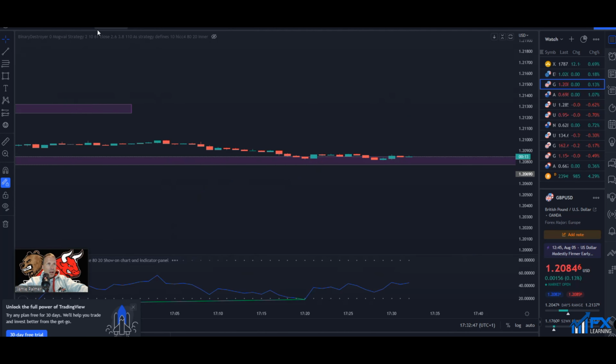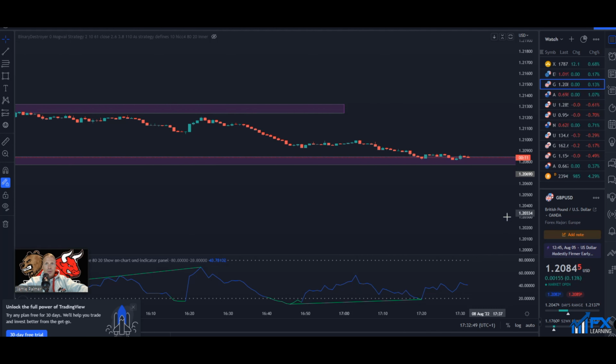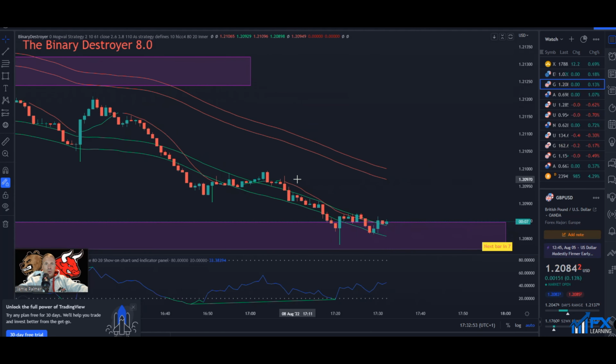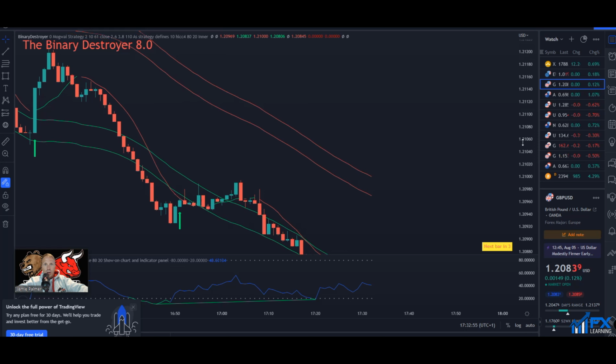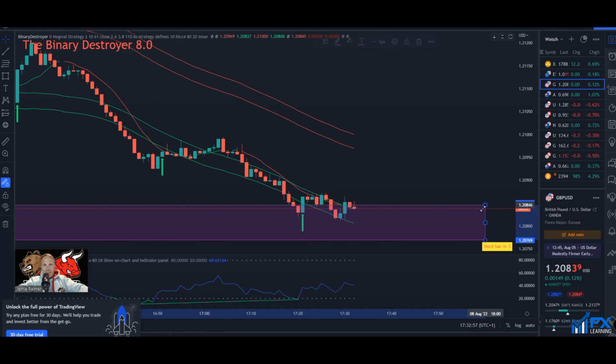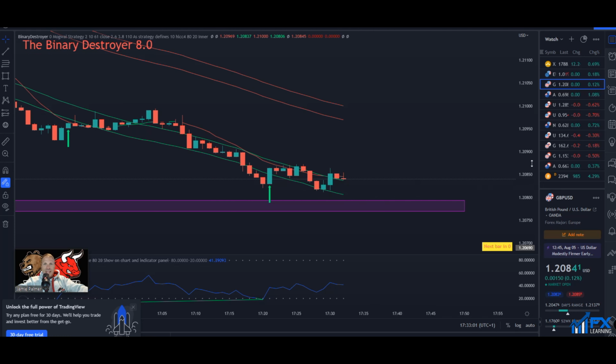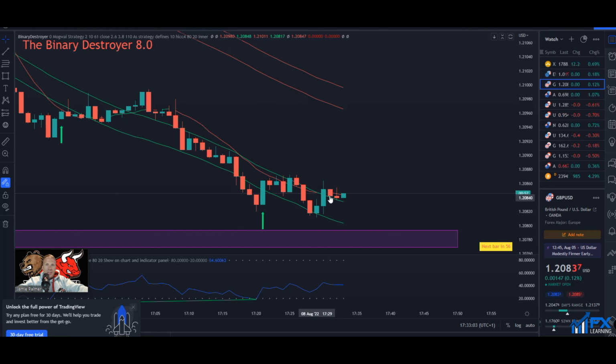So I'm going to take this trade, okay? Let me just bring up my Binary Destroyer again. So I'm just waiting for price to close. Let me make this box a little bit smaller. What I'm basically doing now is waiting for price to close above that TCA line and for that TCA line to start turning green. So we could be at a possible support line. The question is, is this support line going to hold?